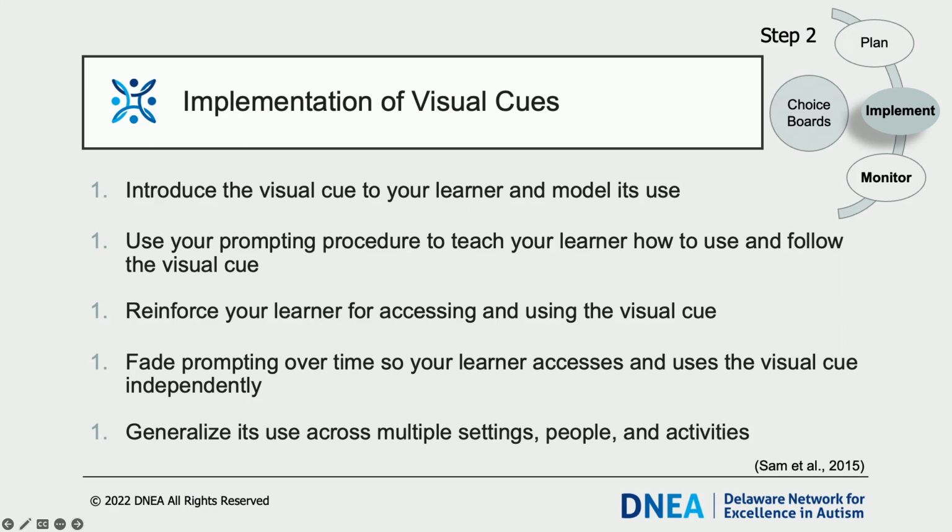In addition, it is important to fade prompting over time so the individual can access and use the cue independently. Over time, this will help the individual to be able to select activities that they prefer to do and build on their independence. In addition, it is important to plan for generalization and use the cue across multiple settings, people, and activities.